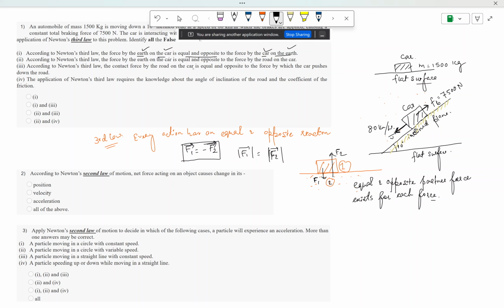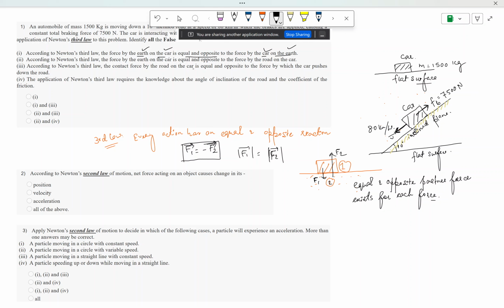Now option number 2 says, according to Newton's third law, the force by the earth on the car is equal and opposite to the force by the road on the car. So this is false, because in the first case the force is acting between the earth and the car, that is, the earth is applying a force on the car. But in the second case it is saying that the road is applying a force on the car.